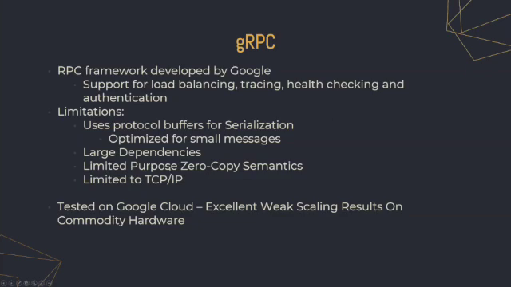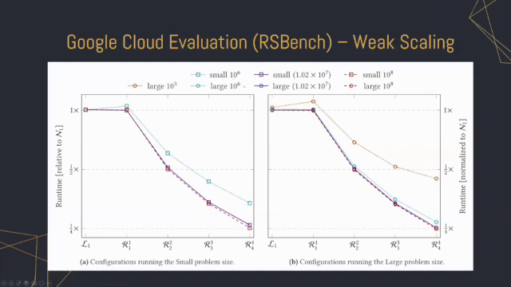We tested this implementation on Google Cloud, as well as a bit on ThetaGPU, which is one of Argonne's GPU clusters. And we got pretty excellent weak scaling results for some of our applications, even on commodity hardware. So I'm going to go through one of those results now. This is a set of benchmarks that we ran on Google Cloud.